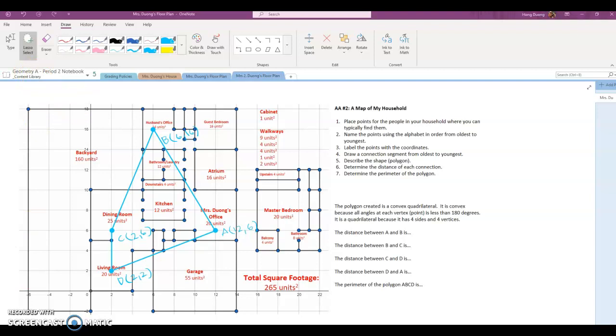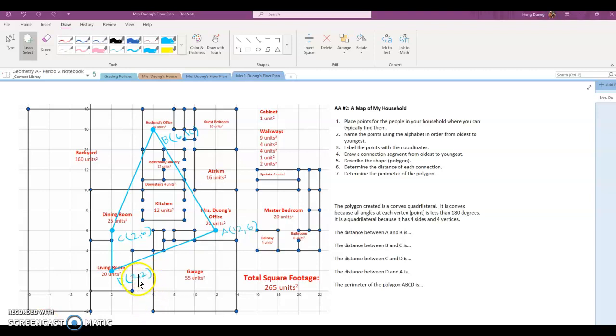Here, the polygon created is a convex quadrilateral. Research what is the difference between a convex and concave polygon. Be sure to look at the definitions as well as images. Once you describe your shape or polygon, determine the distance between each point.